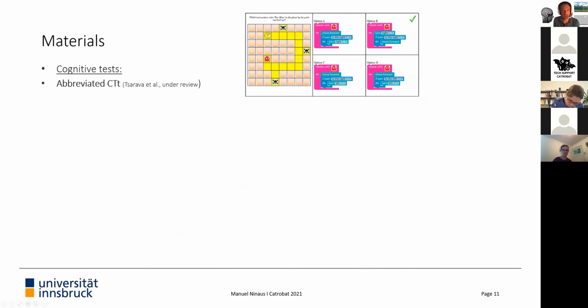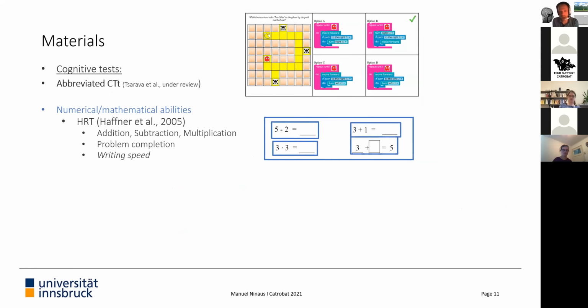As for the other cognitive abilities we were interested in, we assessed numerical and mathematical abilities using the HIAT, using the subscales for addition, subtraction, and multiplication for basic numerical abilities, and problem completion for more complex numerical abilities, as you can see in some examples on the right side. We also used the subscale writing speed from the HIAT, which cannot really be described as a numerical skill, but it's part of the HIAT, and we also wanted to look at that.